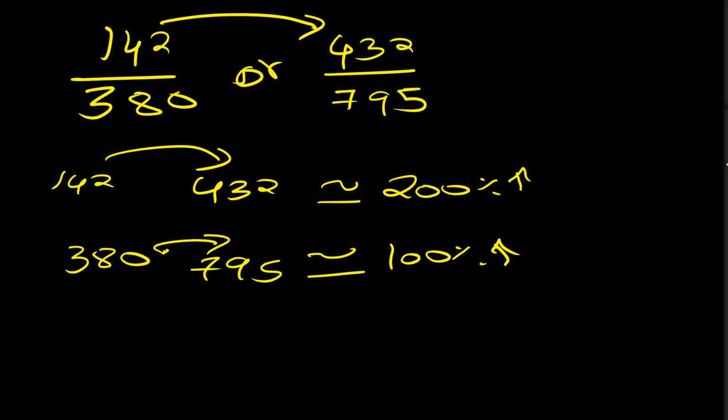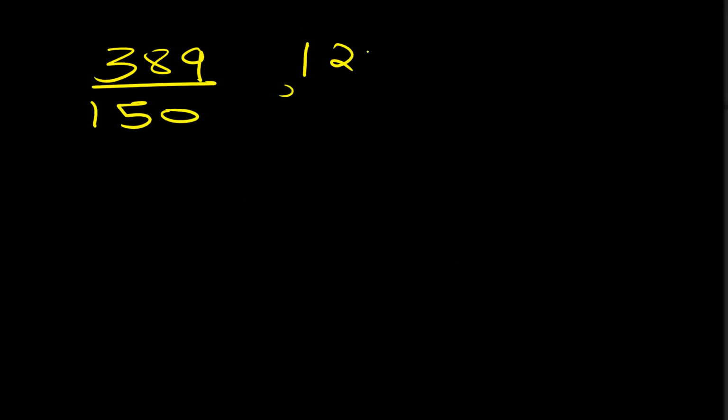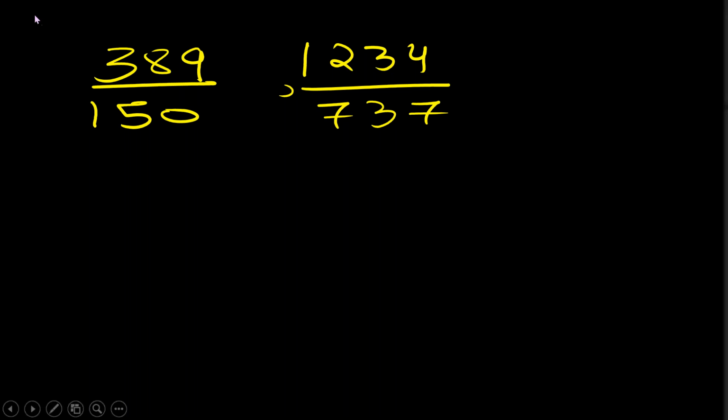Super. Okay, fine. So let me write the question over here. Your question is 389 divided by 150, 1234 divided by 737. So that's it. You are supposed to find which fraction is the greatest fraction. Come on, solve this question and give me the answer.